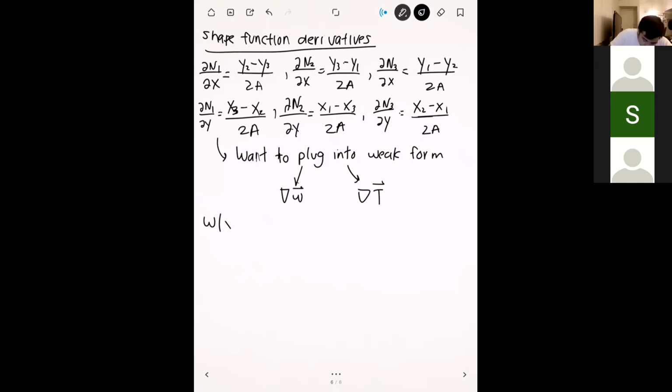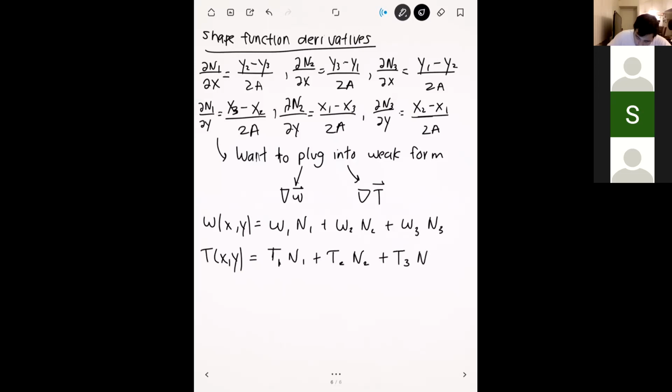And so the weighting function that we're going to plug in is going to be a function of x and y. It's going to be w1 N1 plus w2 N2 plus w3 N3. And then t of x and y is going to have a similar form, which we've already seen. I'll write it again here for clarity. And so those are our functions. So this is very similar to what we did in 1D, but now we're extending it to 2D.